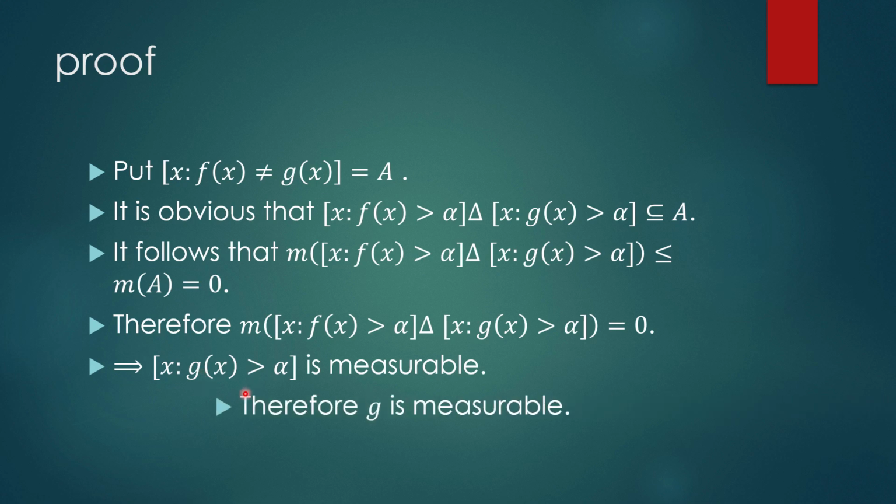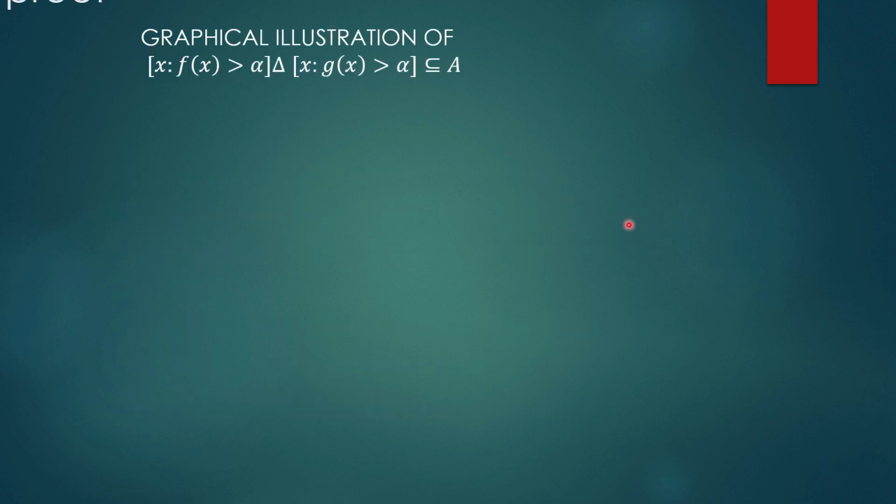Therefore, g is measurable. But in this theorem also, we are using this inclusion. If we are able to understand this inclusion, then the theorem is easy. It follows automatically. Now let us illustrate this one. How does this inclusion happen to be true? Let us see a graphical illustration of this inclusion.